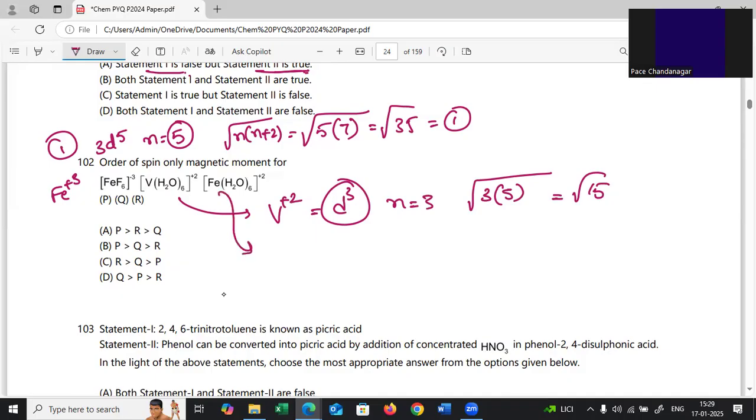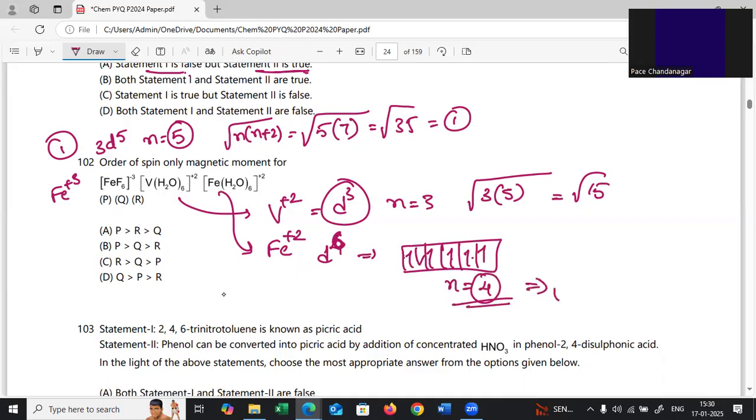And iron ke liye Fe with +2 here. Fe with +3 is d5, and with +2 is d6, 3d6. 3d6 मतलब 6 electrons में क्या होगा? 1 2 3 4 5, and then 6, unpaired electrons are 4 only here.